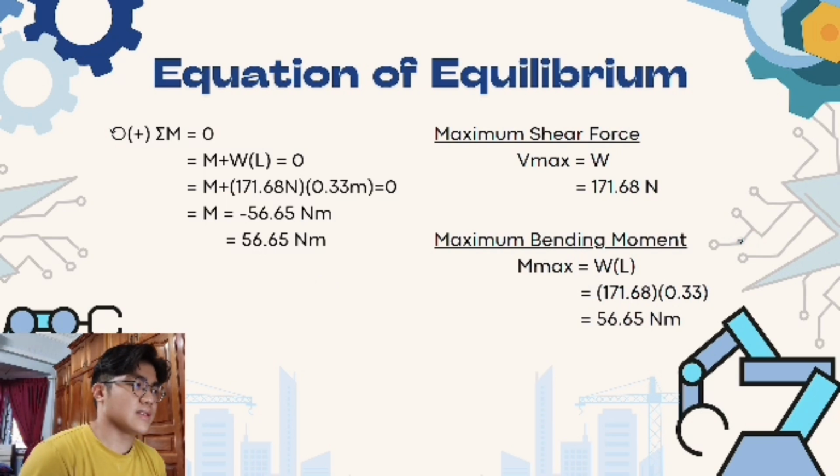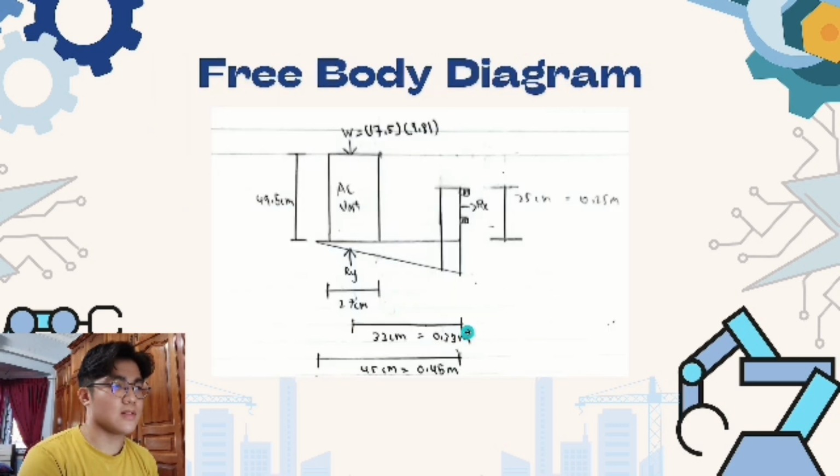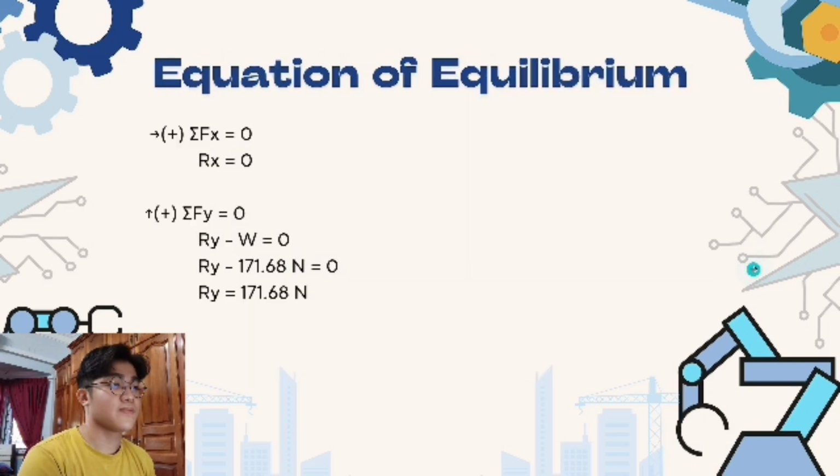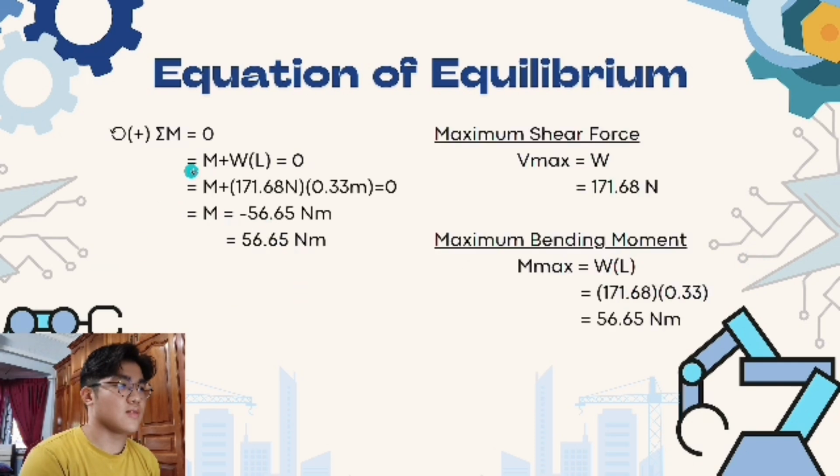Next here is the moment. So we have the moment for the wall, which is the moment reaction plus weight times the length. The length from the wall here is 33 centimeters, converted to meters is 0.33 meter. So times it with the weight, and we can get the moment reaction is 56.65 Newton meter.